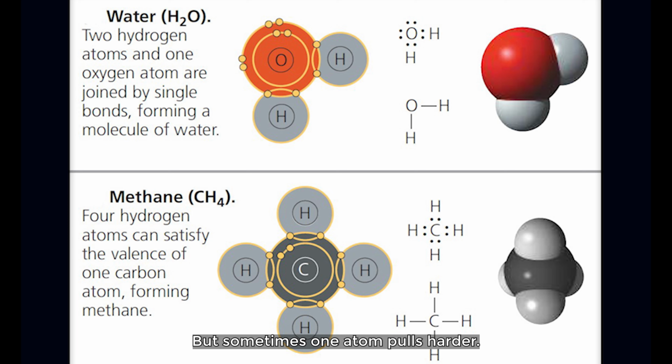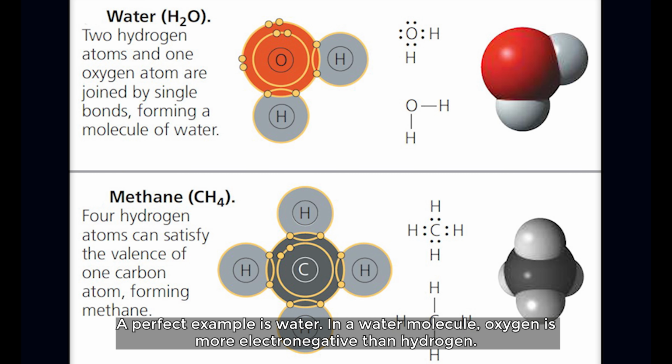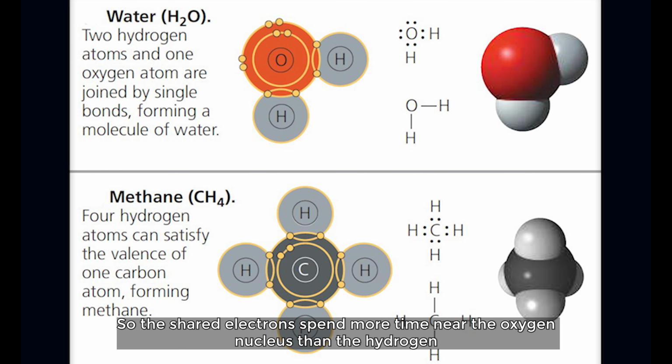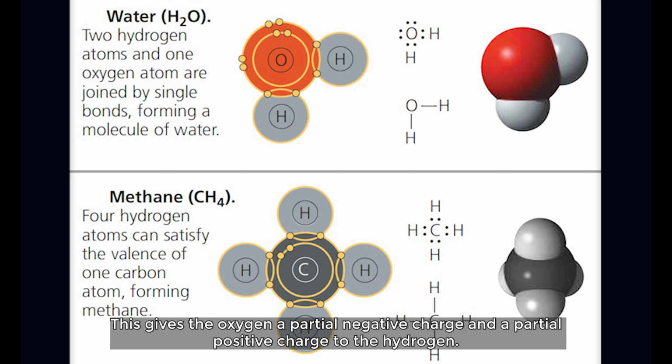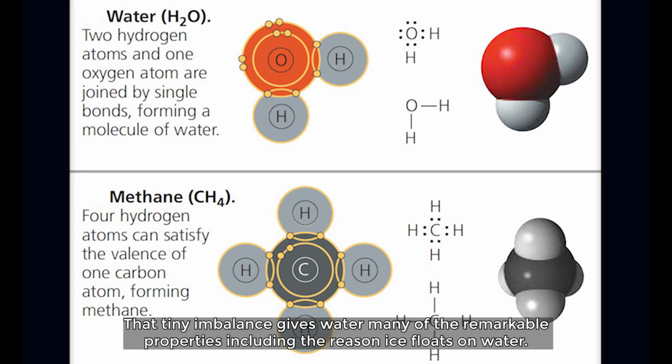This is called a nonpolar covalent bond. But sometimes one atom pulls harder. When electrons are shared unequally, the bond becomes polar. A perfect example is water. In a water molecule, oxygen is more electronegative than hydrogen, so the shared electrons spend more time near the oxygen nucleus than the hydrogen. This gives the oxygen a partial negative charge and the hydrogen a partial positive charge. That tiny imbalance gives water many of its remarkable properties, including the reason ice floats on water.